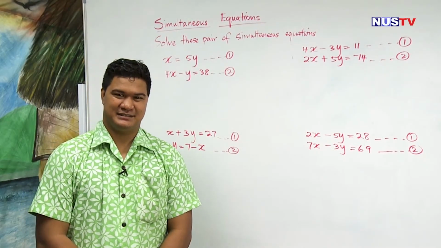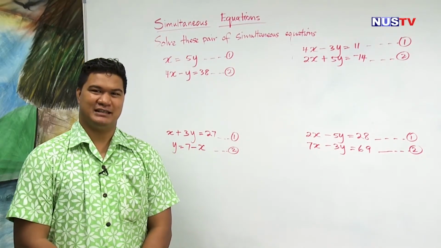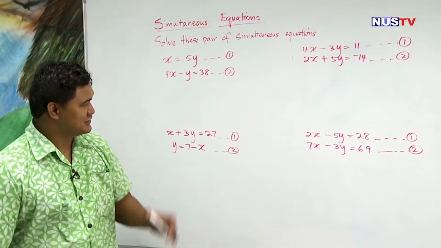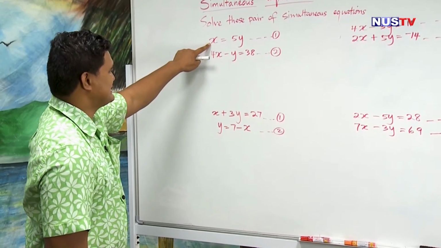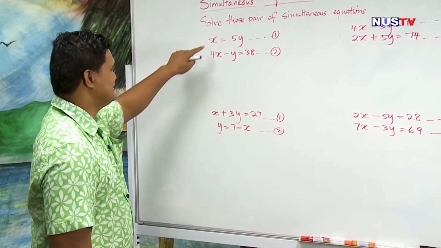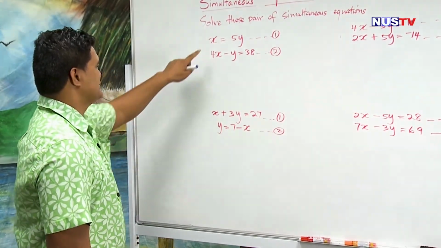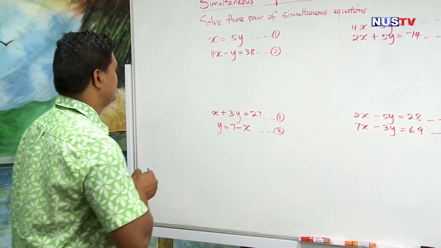Our activity is pretty much the same as what we did in our discussion. The first one, we have x is equal to 5y. That would be equation 1. And then 4x minus y is equal to 38. So now we have our x as the subject, so let's use our substitution method to do this.